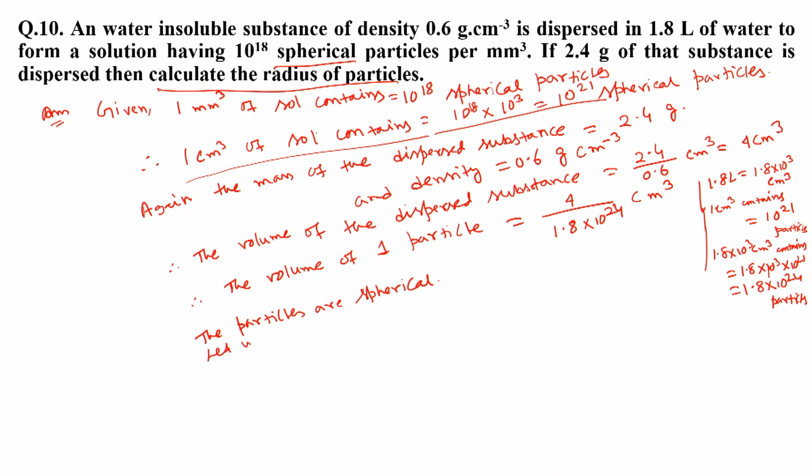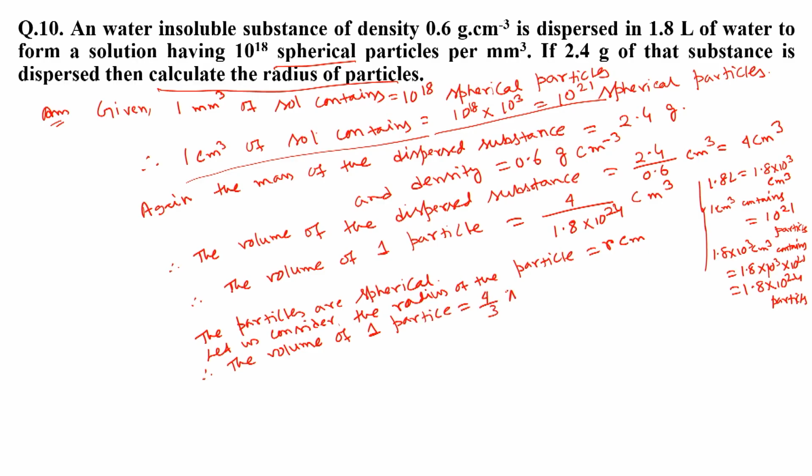And let us consider the radius of the particle is r centimeter. Therefore, 4 by 3 pi r cube is the volume of a particle. So the volume of a single particle, or volume of one particle, is 4 by 3 pi r to the 3 centimeter cube.